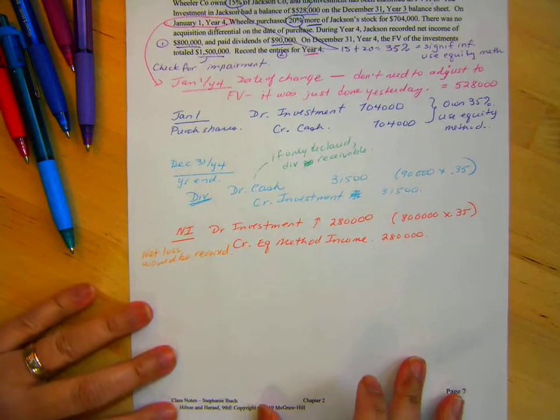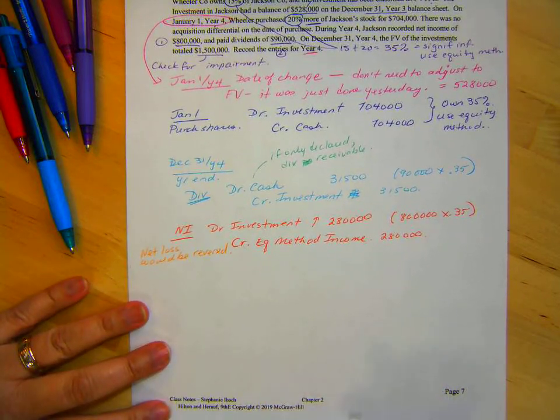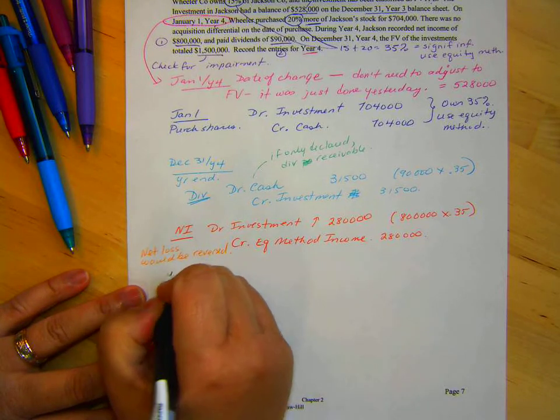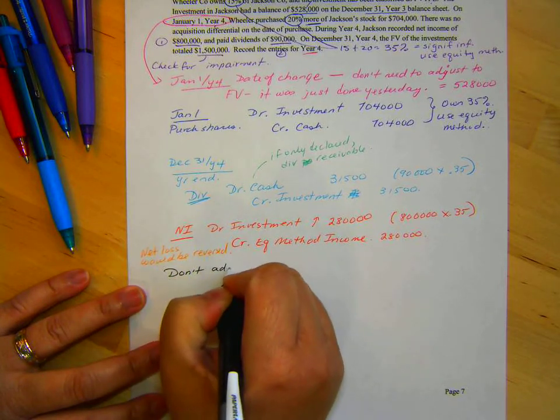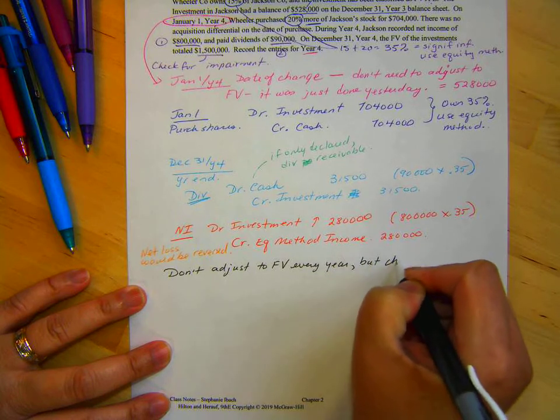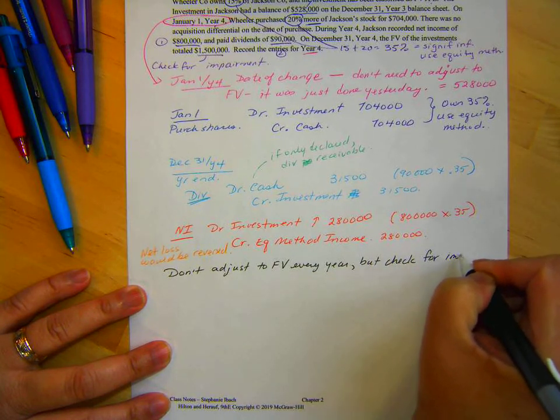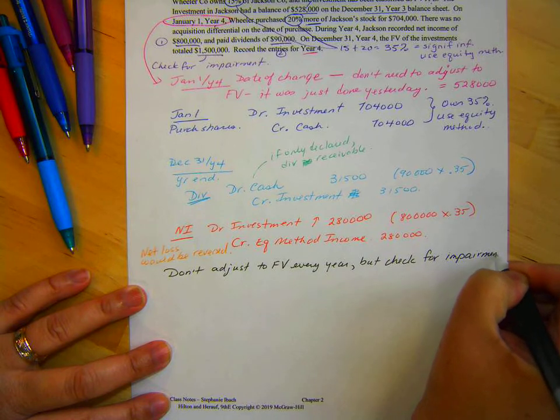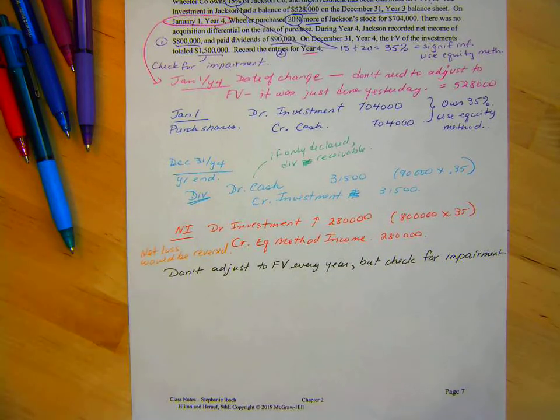So now we have to adjust it to fair value, right? Do we adjust these to fair value? No. So don't adjust to fair value every year, but check for impairment. Now, you guys learned impairment in 315. So I don't want you to go to a lot of energy memorizing all those models again, all the different scenarios. All I just want to do is remind you what impairment is.